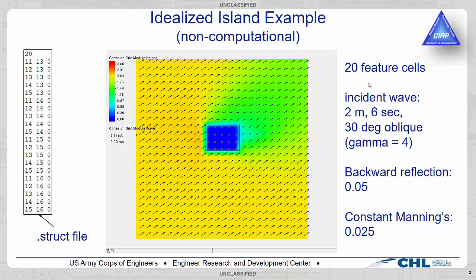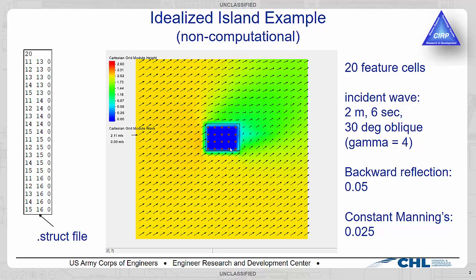In that particular case, just to go over it, I have the 20 feature cells. I am modeling only one wave, and I'm keeping that wave consistent for these 4 examples. It is a 2-meter wave with a 6-second period, 30-degree direction, and a gamma of 4. For the model control, I did turn on backward reflection, using a coefficient of 0.05. I also turned on Manning's coefficient, with a constant value of 0.025.